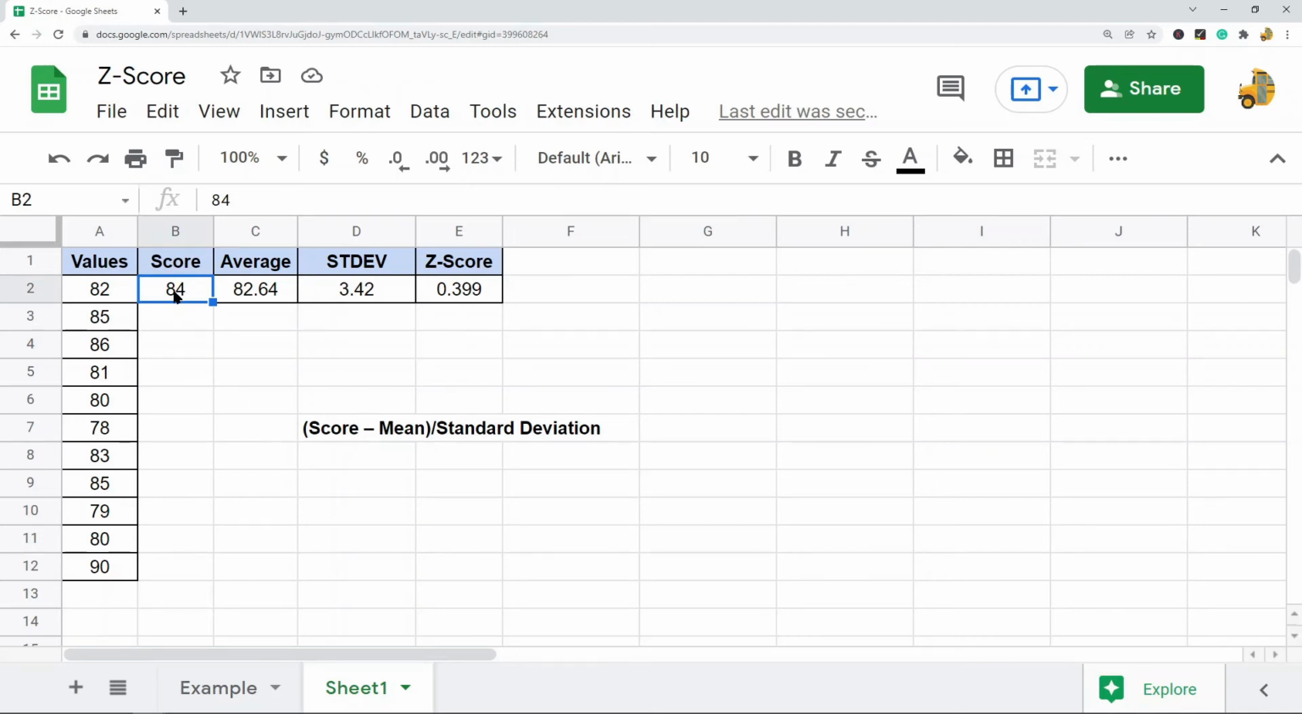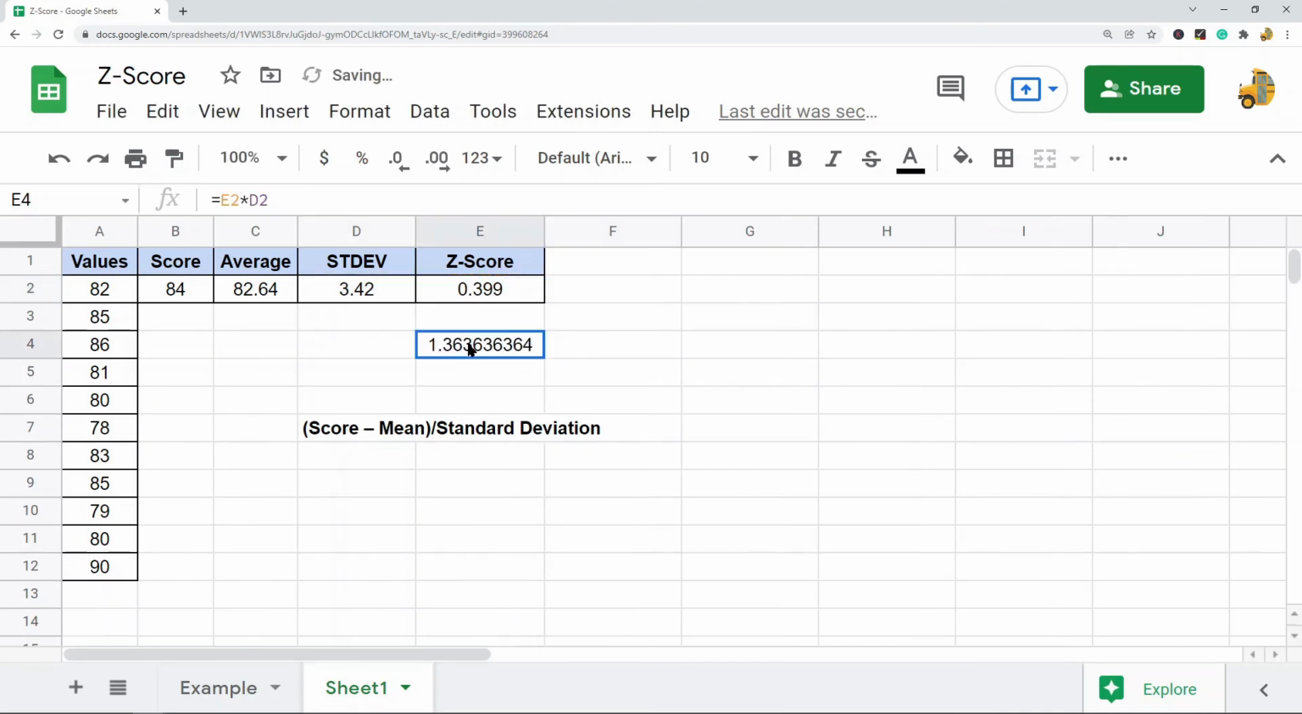So again, a Z-score is how many standard deviations above or below the mean a data point is. So let's take a look at this. The Z-score is 0.399. If I take this Z-score and multiply it by my standard deviation, let me just expand this, you can see it's 1.36. Now let's add 1.36 to my average. You can see that is my Z-score. That is what a Z-score is.